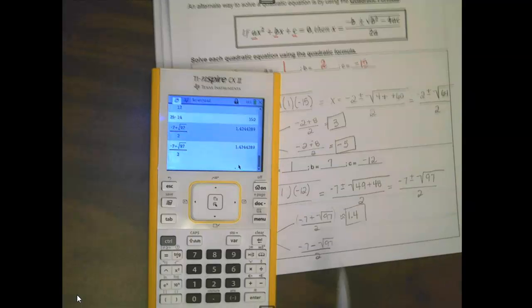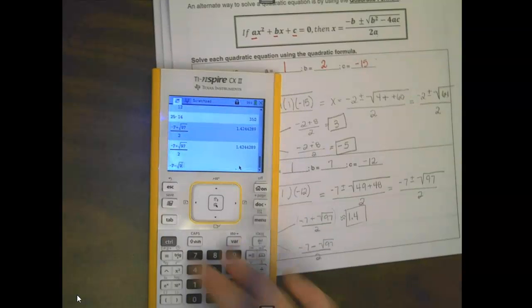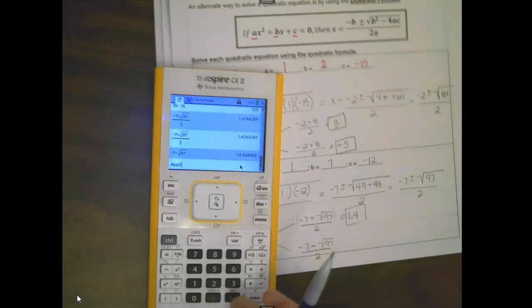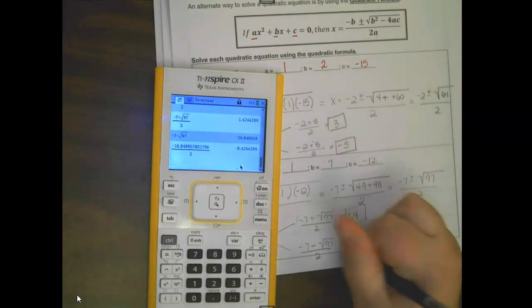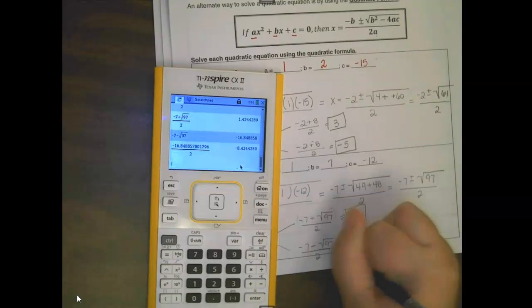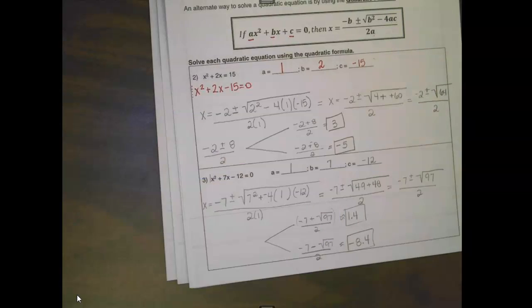So let me do the subtraction one, sorry. So I'm going to do negative 7 minus square root of 97. And then I will divide that by 2. And I get about a negative 8.4. So those are my two solutions. All right, let's look at the next one.